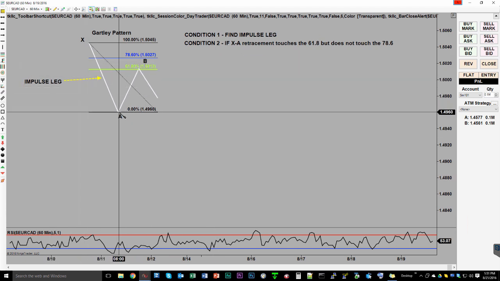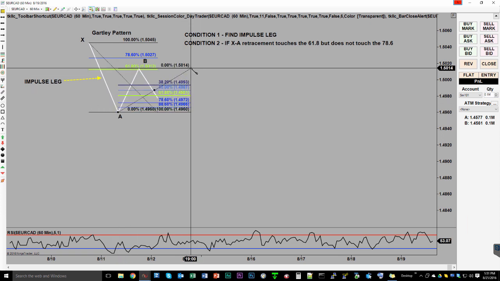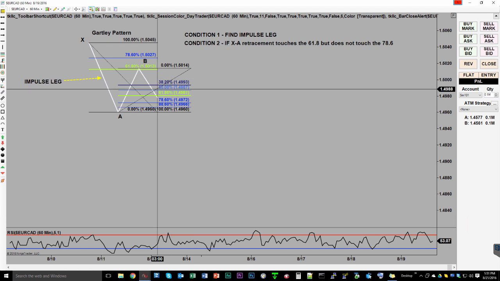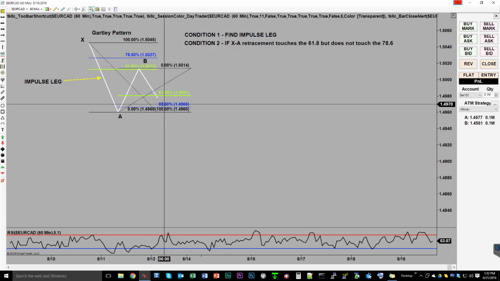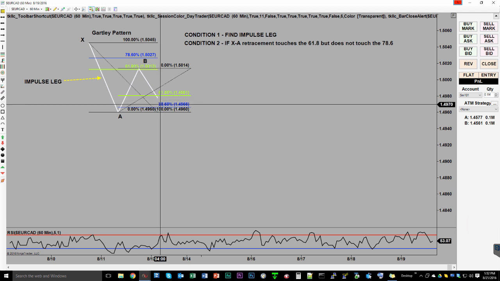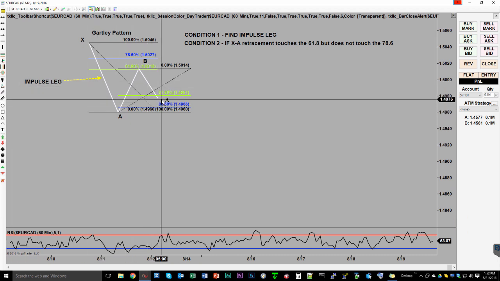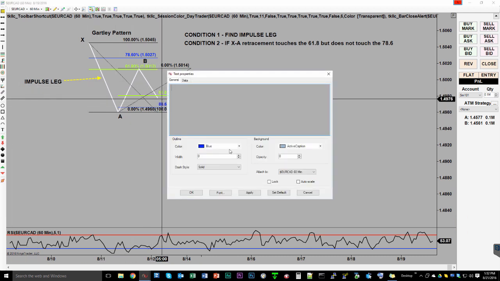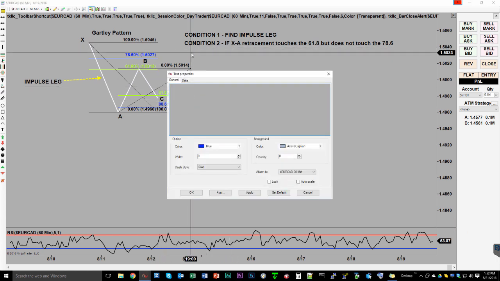Let's draw now the A to B retracement from A, low, to high, B. There it is. We come right into the 618 based on how I drew it. That's what we're looking for. And we cannot touch the 88.6. Okay. We must touch the 618, cannot touch the 88.6. Okay? So right here we have our C point. Boom, there it is. So let's put our condition 3.